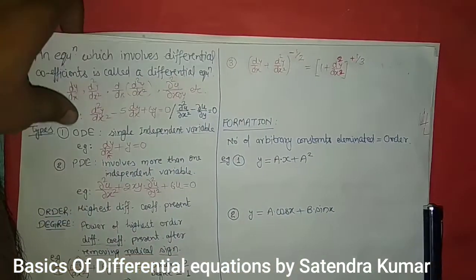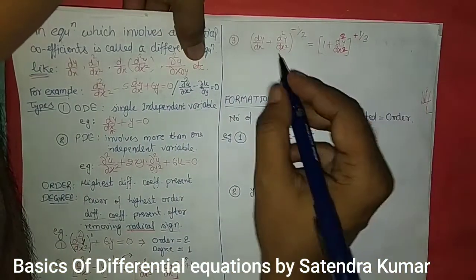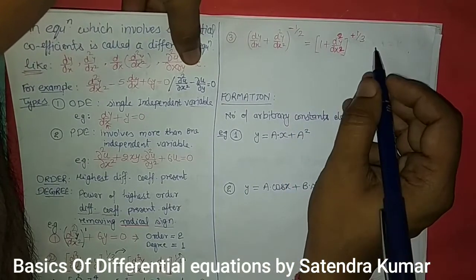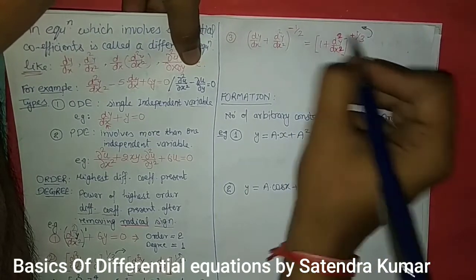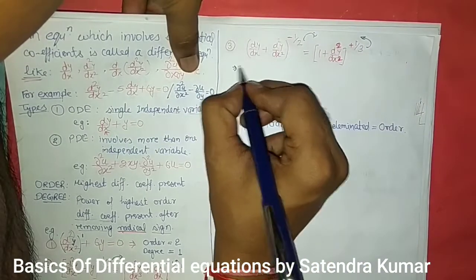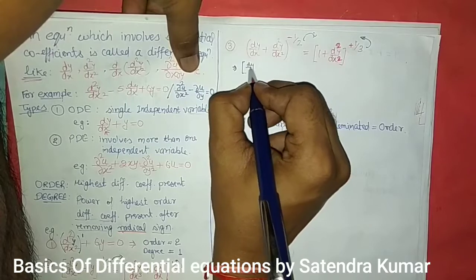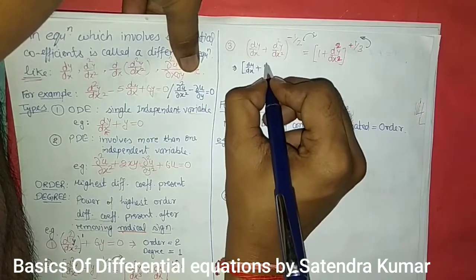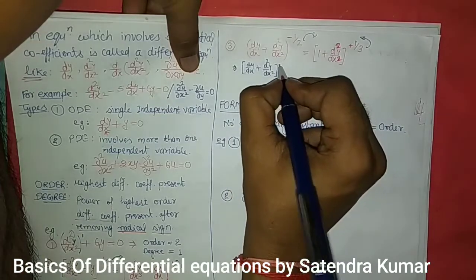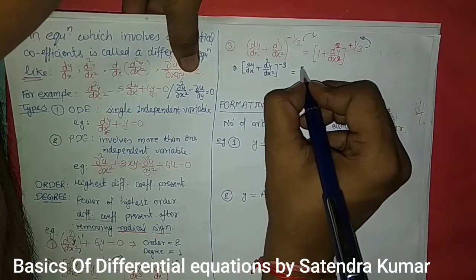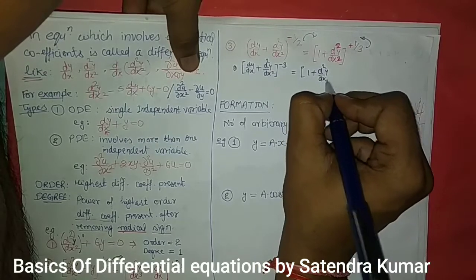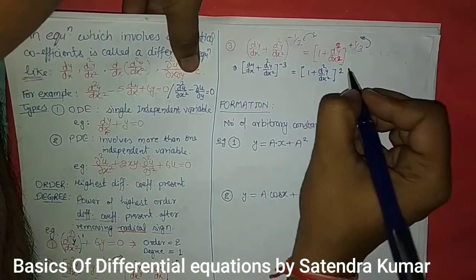So we have to calculate the degree and the order. So simply replace the radical signs. So 3 and 2 will be exchanging, so it will be (dy/dx + d²y/dx²)^(-3) equal to (1 + d²y/dx²)^2.